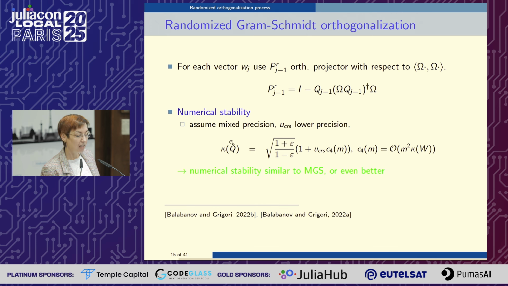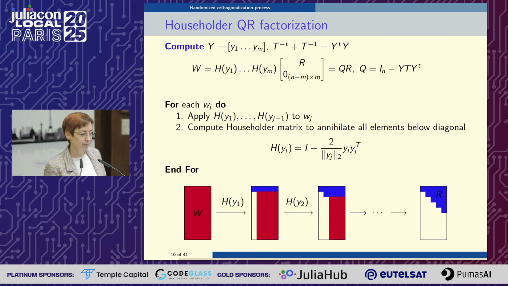Now I have to outline that here the measure of error is different. Here we look at the condition number of the basis we obtain, while before we were looking at the loss of orthogonality by using identity minus Q transpose Q. So it's a different measure of error.